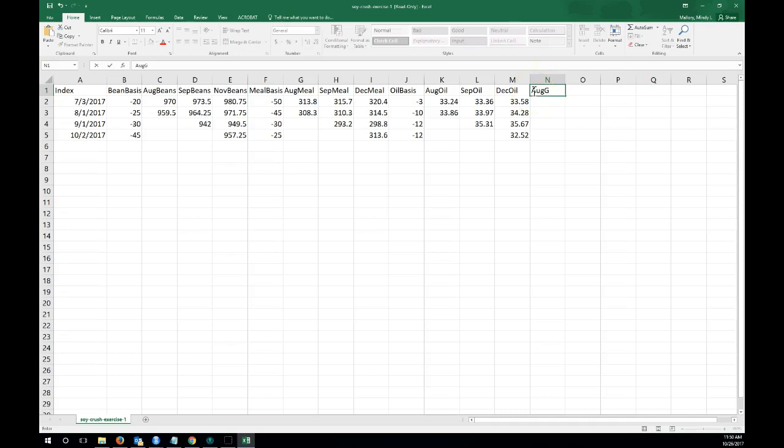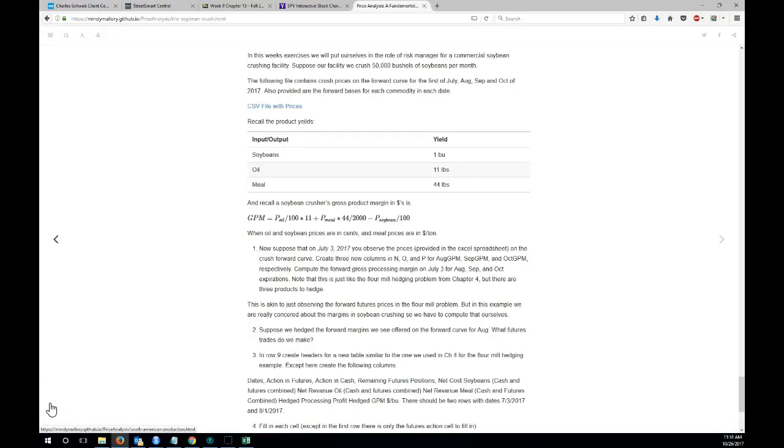August GPM. Okay, we have our column headers ready. Now the next thing to do for number 1 is to compute the forward gross processing margin. So let's go back to the spreadsheet and do that.